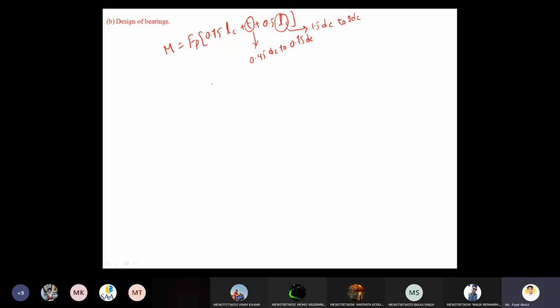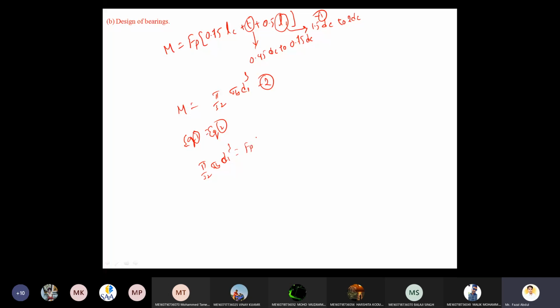And we know that the maximum bending moment is pi by 32 into sigma B into D1 power 3. What is the D1 here? D1 is the bearing diameter. So this is the first equation and this is the second equation, equating equation 1 to equation 2: pi by 32 into sigma B into D1 power 3 equals FP into 0.75 into LC plus T plus 0.5 into L1.